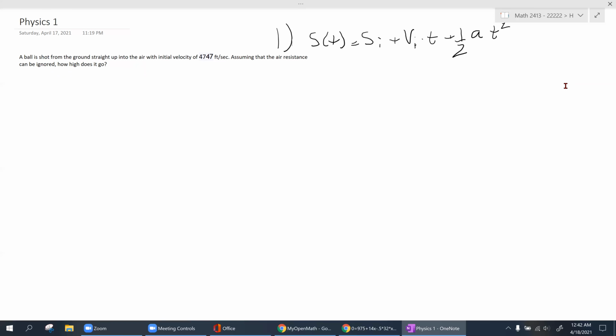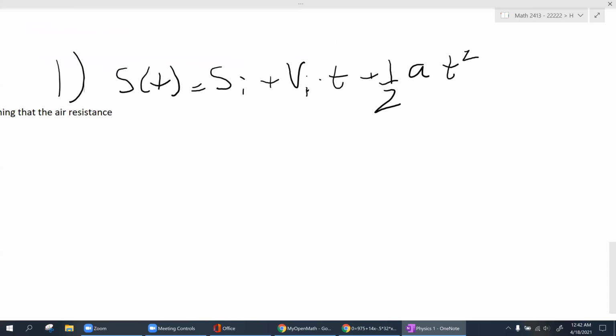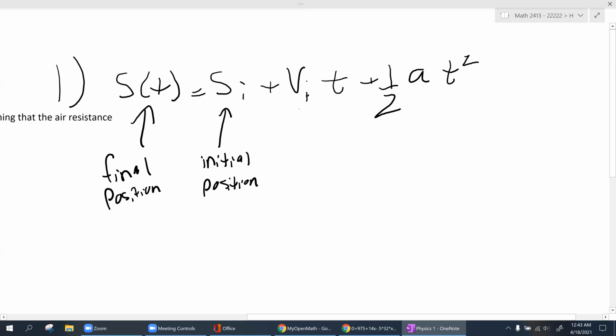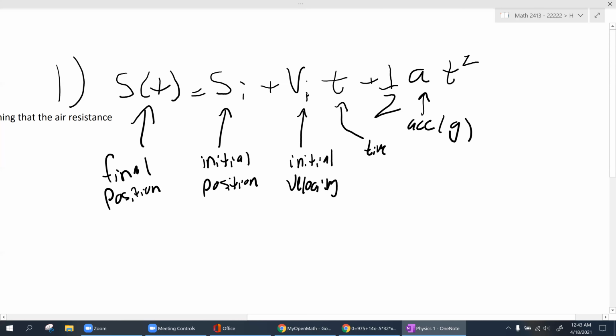You're looking at this formula. This here is going to be my final position. This here with an I is my initial condition, my initial position. This here is going to be my initial velocity. This is my time function, and this here is acceleration, or the constant gravity. The gravity constant is always going to be given.